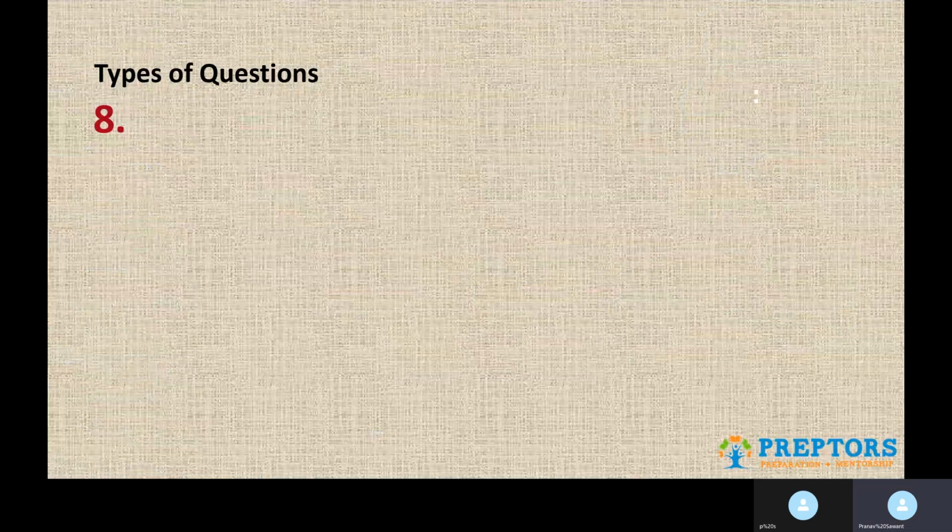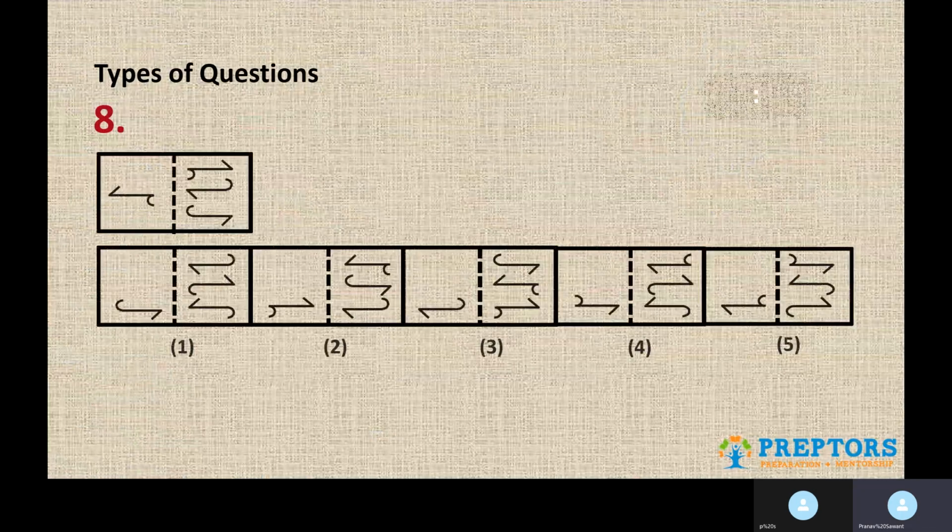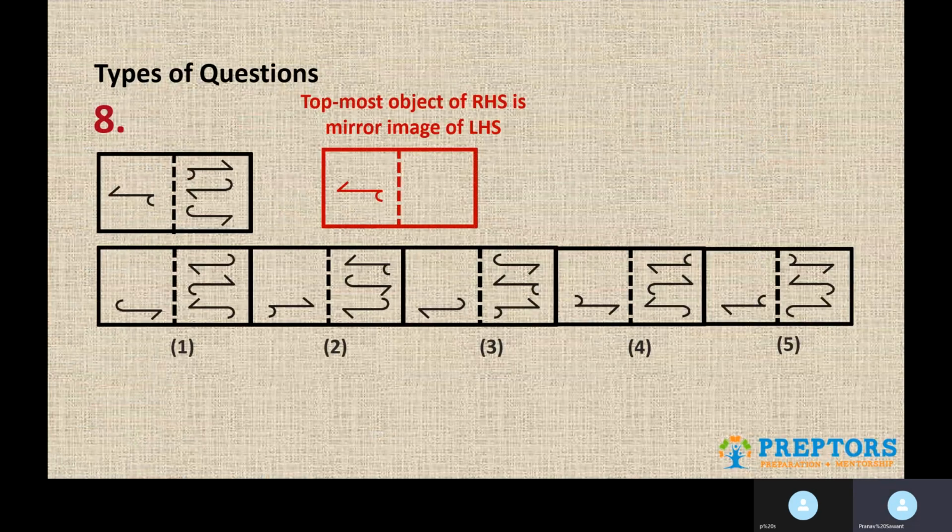So let's move to question 8 now. Now this is the figure. If you observe, the topmost object on the right hand side is a mirror image of the left hand side. So this is the topmost object. Now let's check it for all. Now in all the figures it is following.